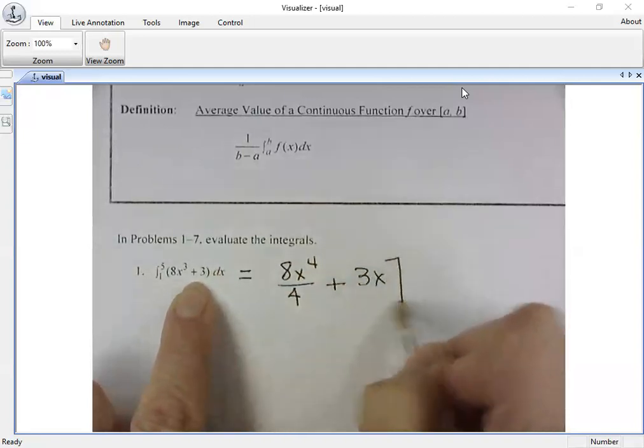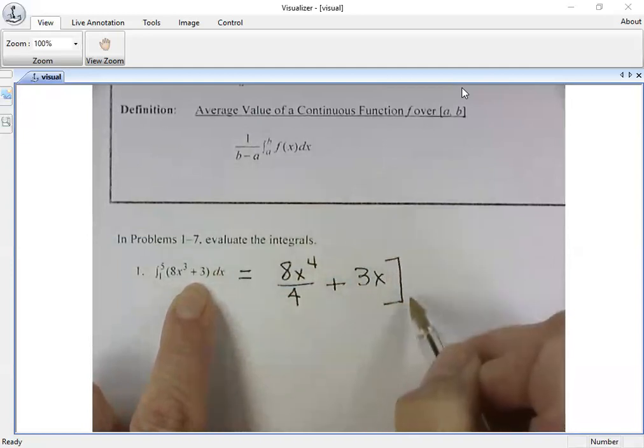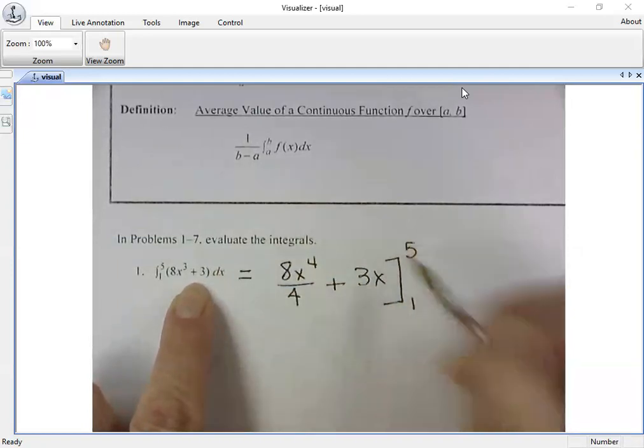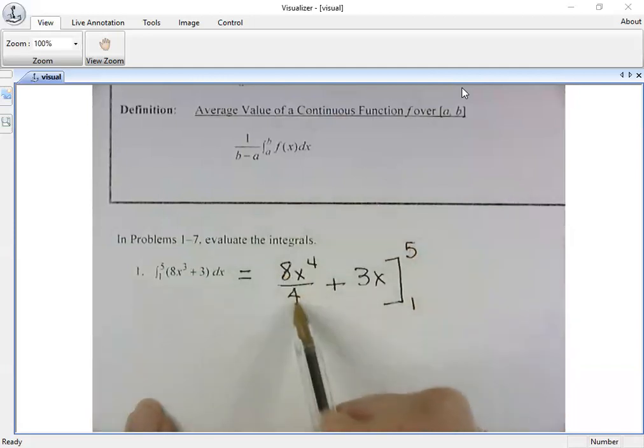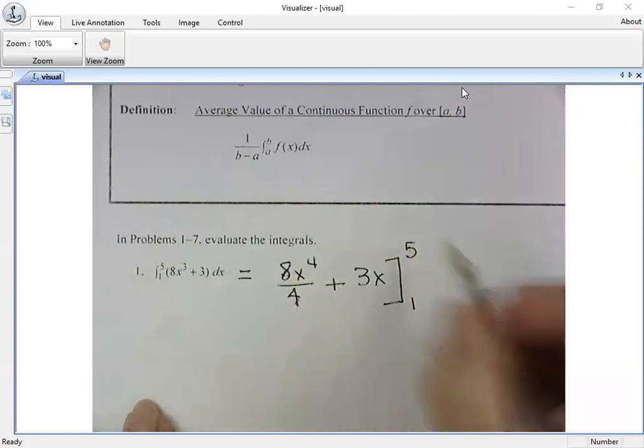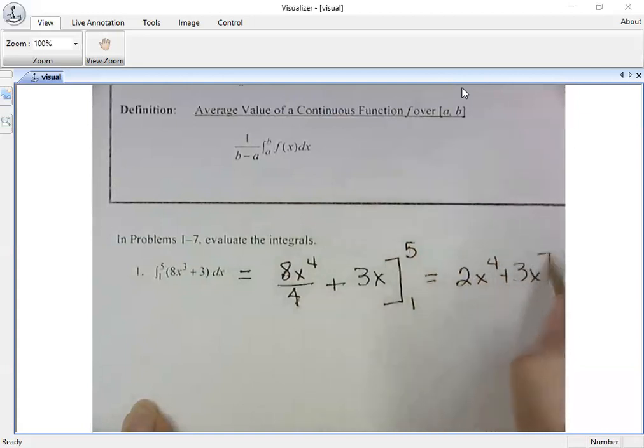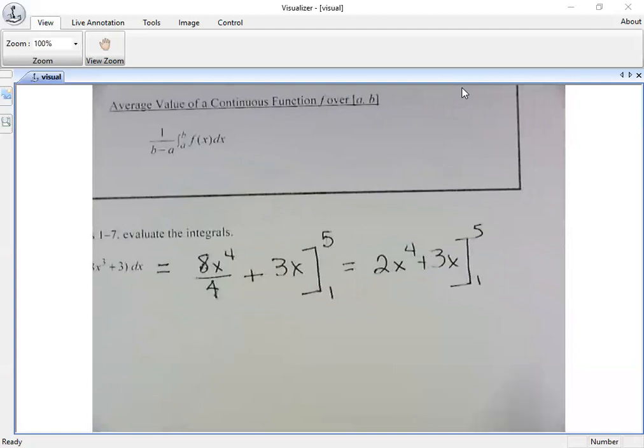And this has to be evaluated from what goes on the bottom? 1 on the bottom and 5 on the top. Now, if I were to clean this part up, the 8 on top, 4 on bottom means this turns into what? Yeah, 2x to the fourth plus 3x. If you want to rewrite that before you evaluate, you can certainly do that.